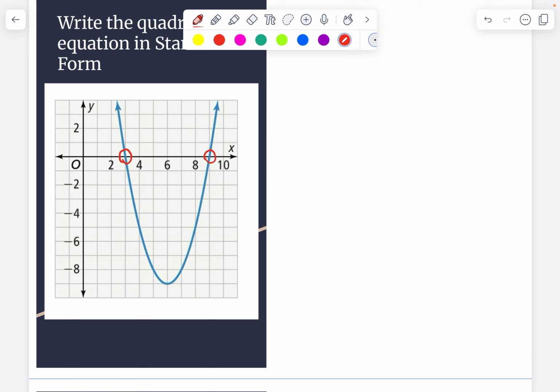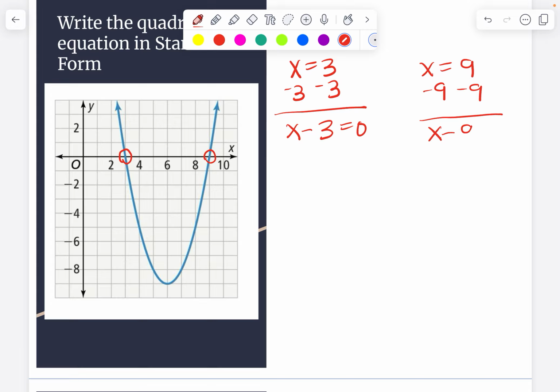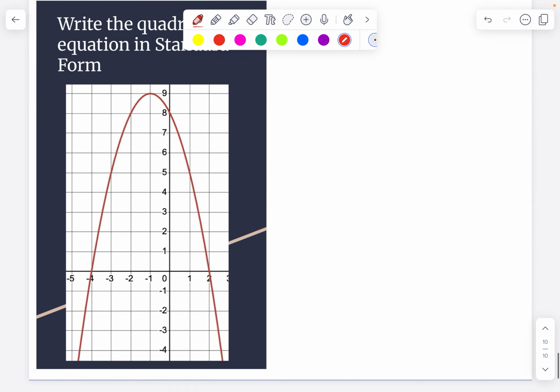This one, my solutions are at 3 and 9. So x is 3 and x is 9. Taking 3 from both sides, x minus 3 is 0. Taking 9 from both sides, x minus 9 is 0. This graph is opening up, so I don't need to worry about a negative in front. My final answer is x minus 3 times x minus 9 is 0.